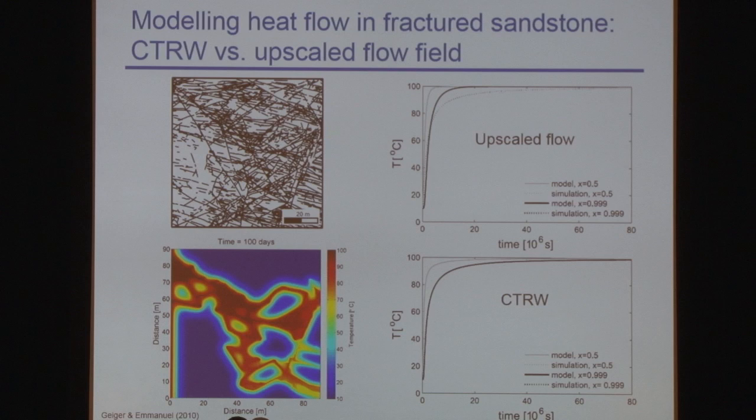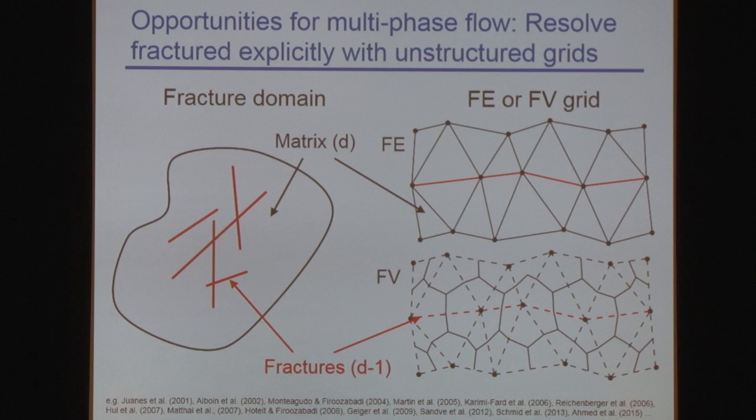For multi-phase flow, that doesn't work, because one of the key assumptions is that the flow field doesn't change as a function of the property that's being transported. If you look at multi-phase flow, the flow field changes as the saturation field in the reservoir evolves. So what we can do here is try to resolve fractures explicitly using unstructured grids. Many people have done this, and I think Jerome Jaffre is going to give his prize lecture tomorrow on some of the work he has done using unstructured grid methods to resolve fractures explicitly in reservoir models.